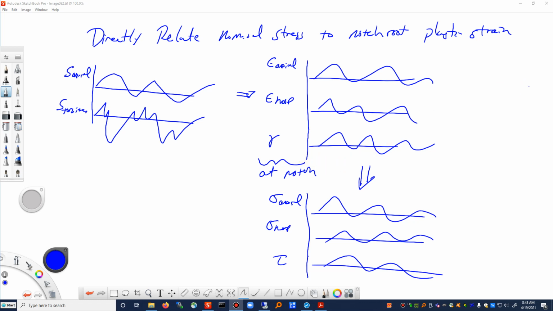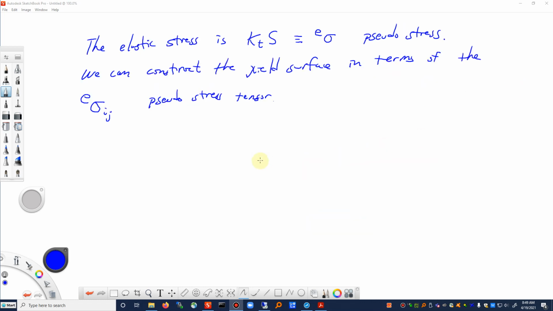So let's describe that just a little bit. All right, so the elastic stress itself at the notch would be the stress concentration factor times the nominal stress, Kt times S. We could put a little E by that sigma, and that's called the pseudostress. And we can in fact construct our yield surface in terms of pseudostresses. E sigma ij is the pseudostress tensor. So that incorporates all the effects of what goes on at the notch in the elastic range of the material.